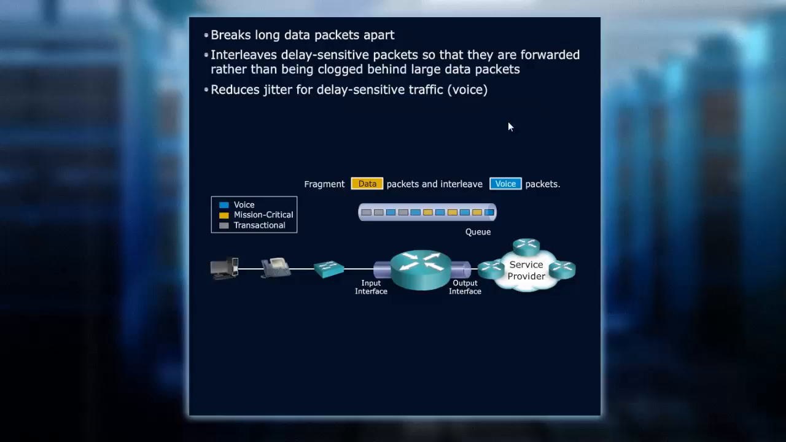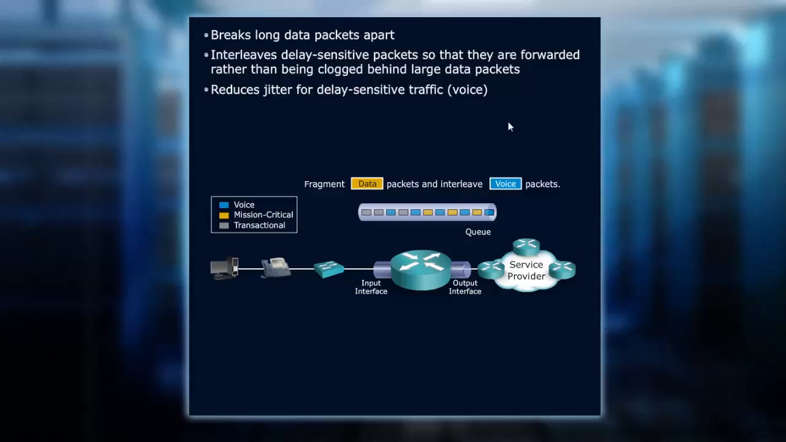Link fragmentation and interleaving says this. We might be on, again, slow speed, less than 768K. Our data packet could be 1,500 bytes in size. It's a big packet. And I got my little tiny voice packet stuck behind it, 24K. Out of a 56K link, it's going to take 214 milliseconds if I'm stuck behind one data packet for me to then be at the head of that interface to go out.